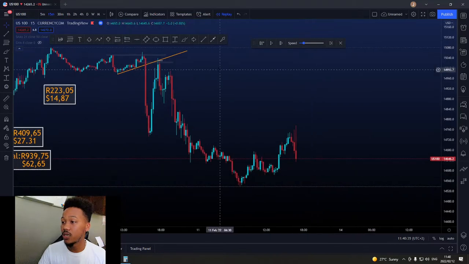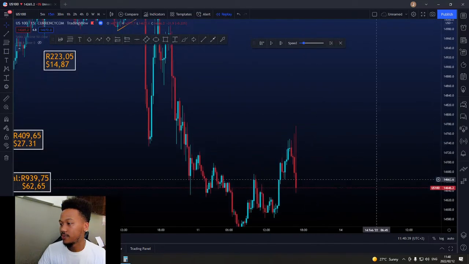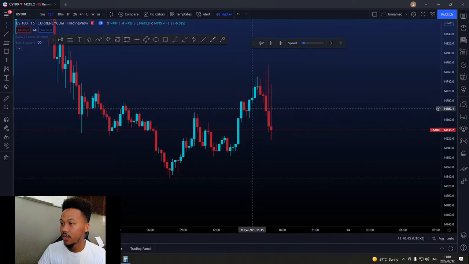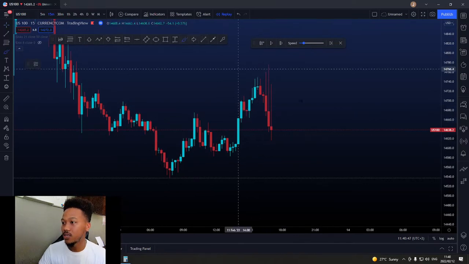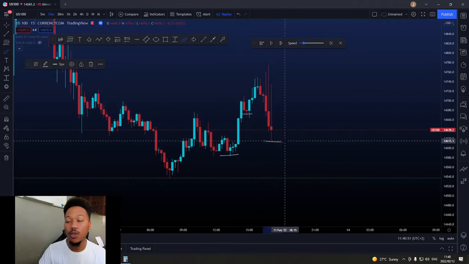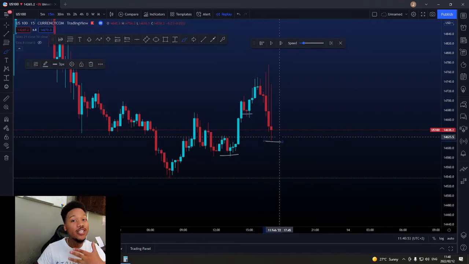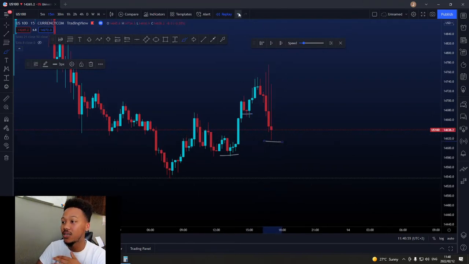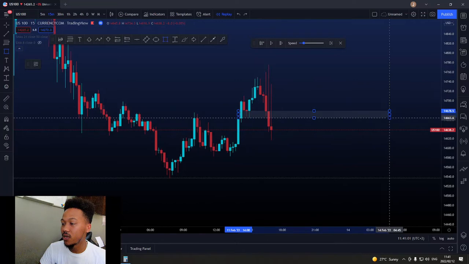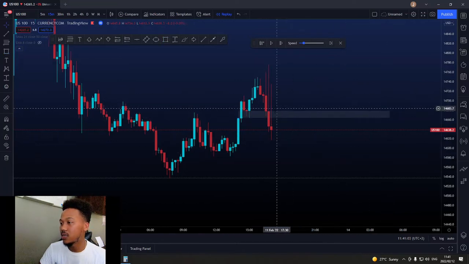Look at this one. Structure. Let's look at structure: low, higher low, lower low. Bearish in structure. What do we have? We have a nice turning point over here, which we haven't had a clean retest of.